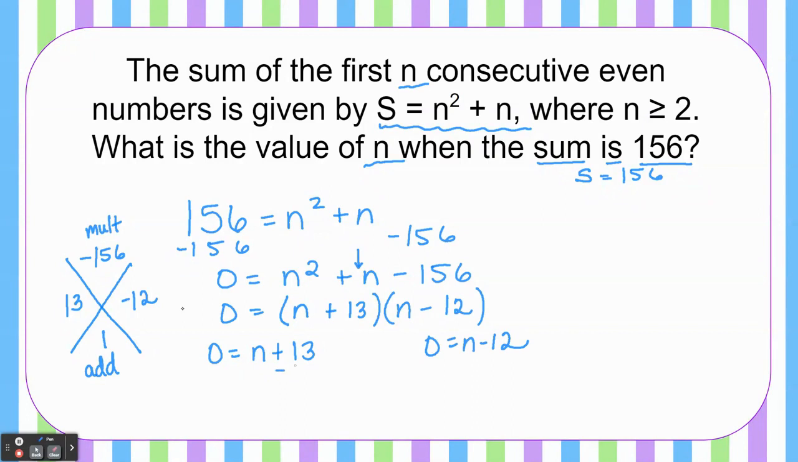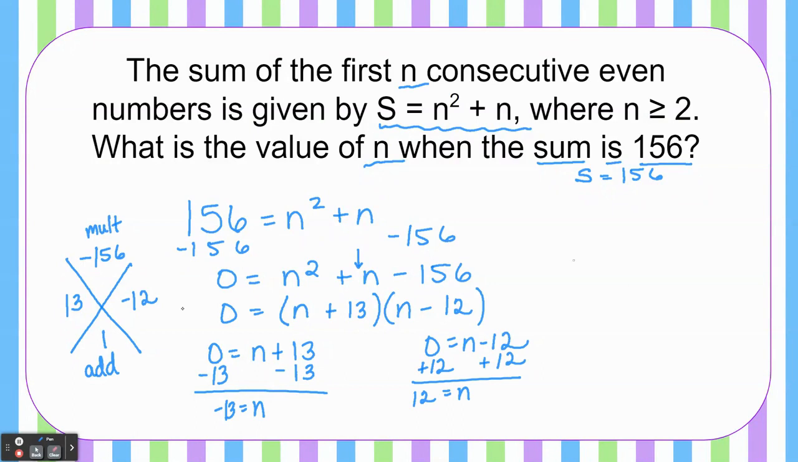And then we solve. So we subtract 13 from both sides. We get n is equal to negative 13. And then we add 12 to both sides, and we get that n is equal to 12.